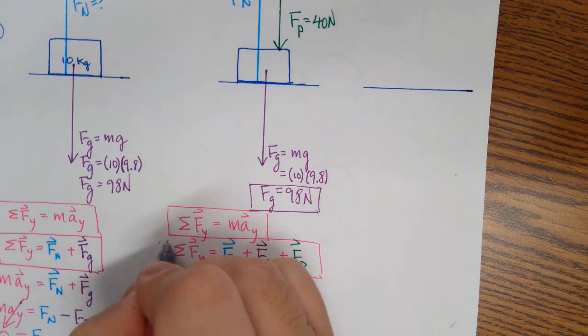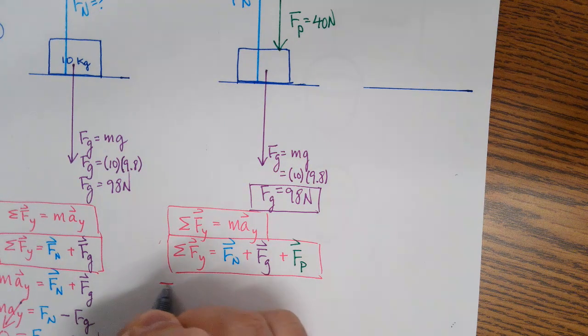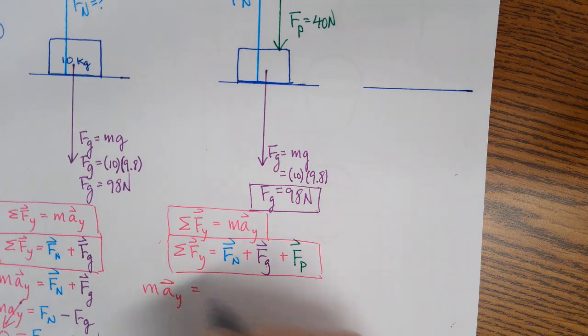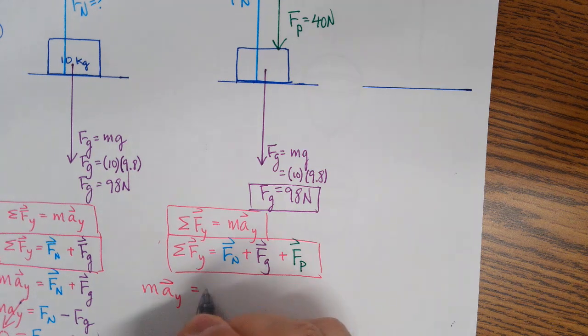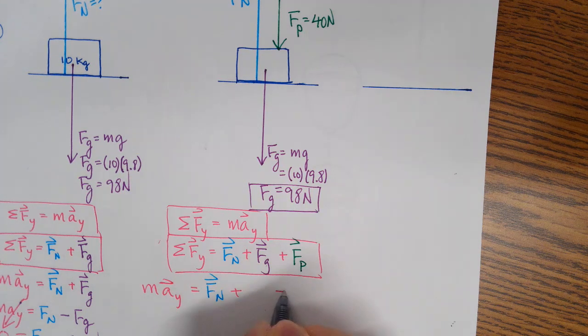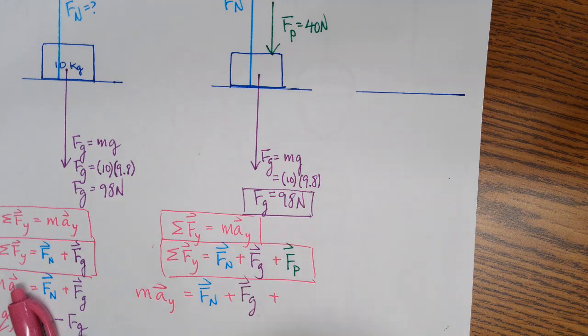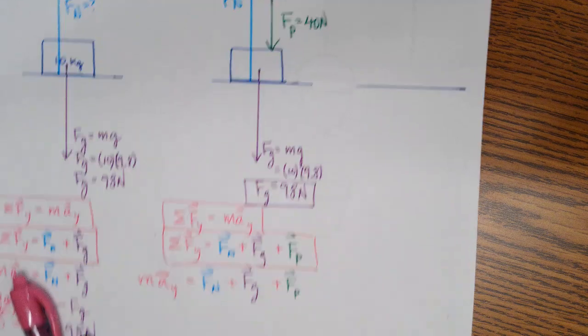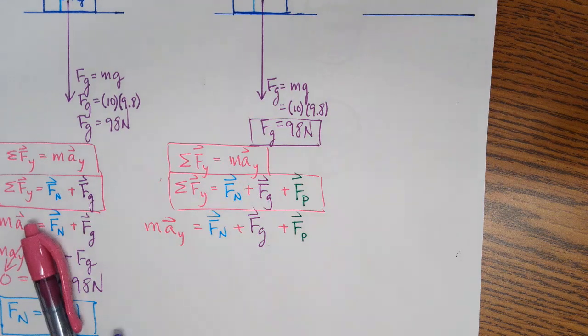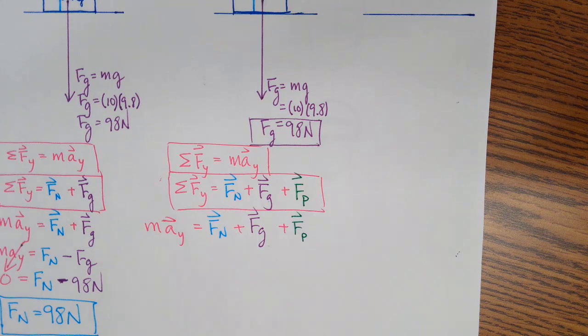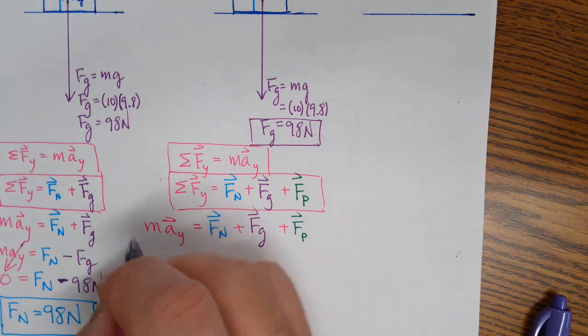Okay. Then my m a_y in the y direction is equal to F normal plus Fg plus F push. I know this is very easy, but I'm writing it all out because this is the way you should always solve it. I know some of you already have the answer in your head and did it in your head, but I want you to follow this methodology so that it never goes wrong.